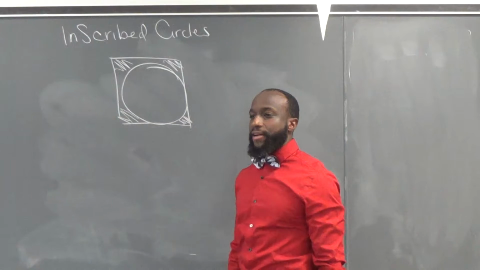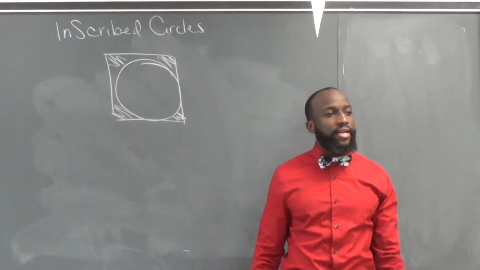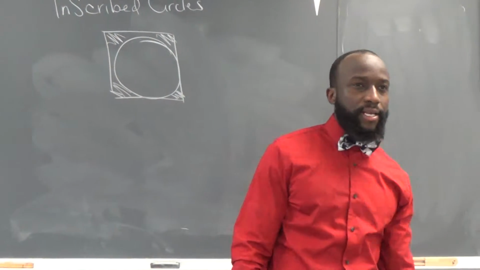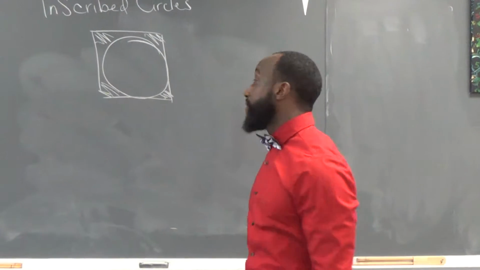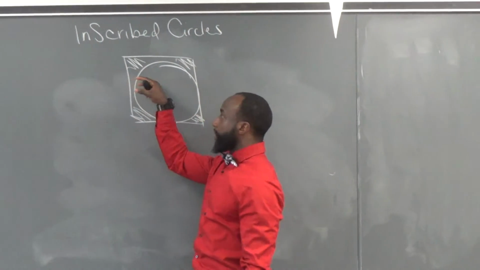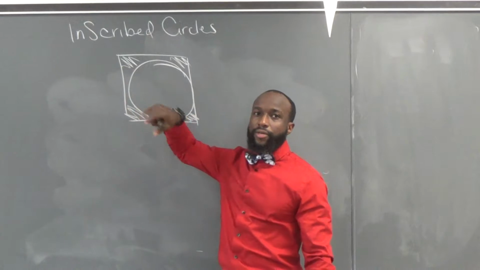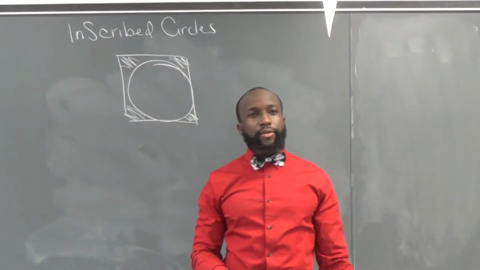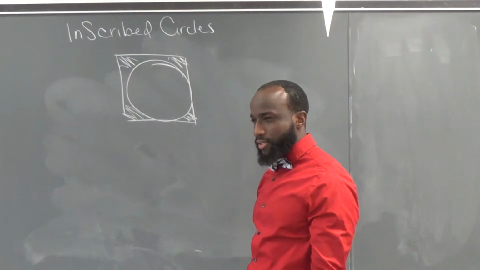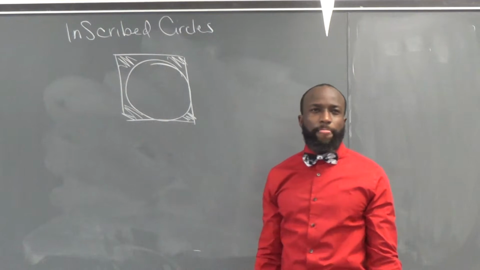So we're looking for areas of shaded regions. First thing you want to do is find the area of the whole polygon. The next thing you want to do is find the area of the smaller polygon, which would be, in this case, the circle. And then you want to subtract the two, find the difference, okay?